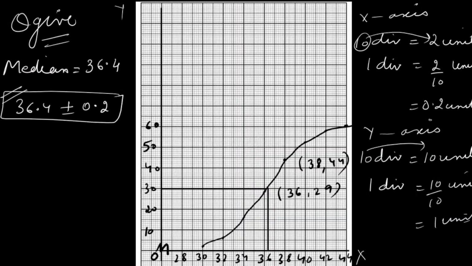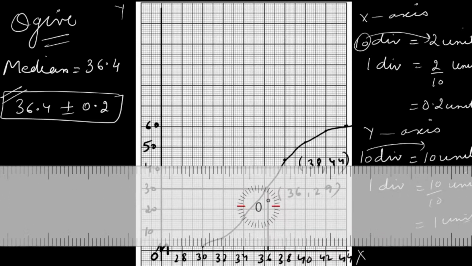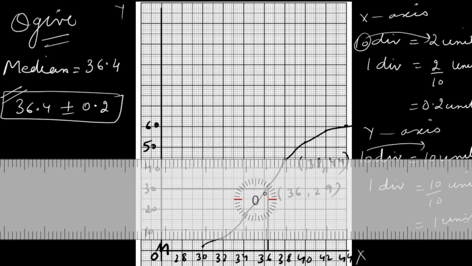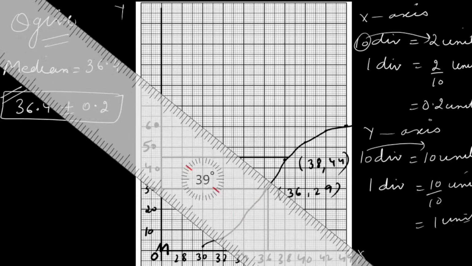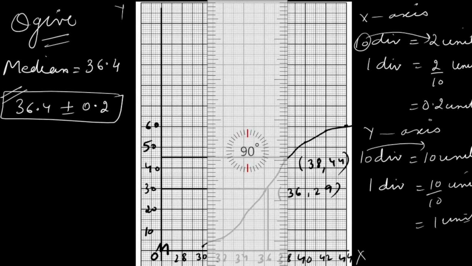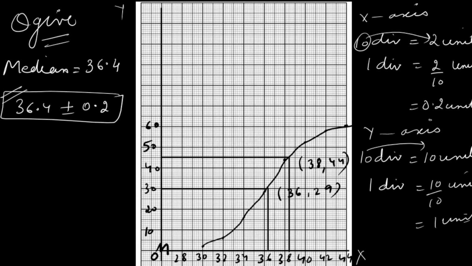Now, 45 you have to join with the curve. The same way, because 45 is the frequency. Point 45 you have to join with the curve. And now, where this line is meeting the curve, from that point you have to draw a vertical line which should meet the x-axis. And the point where it is meeting the x-axis, that point is known as the upper quartile.